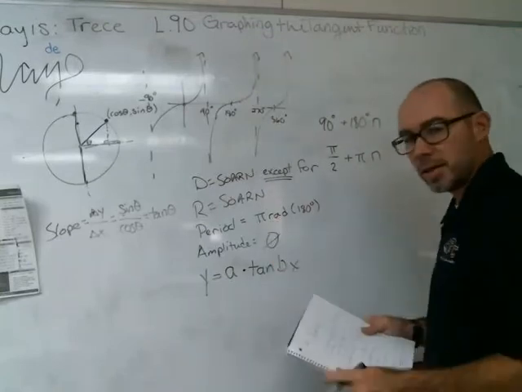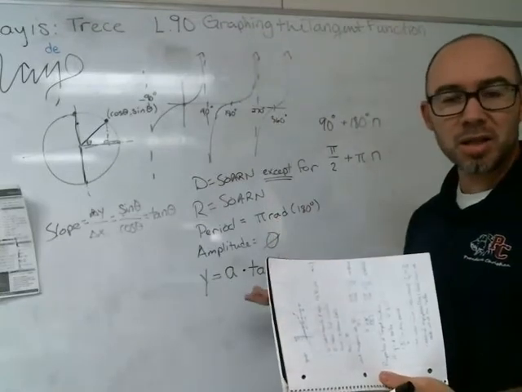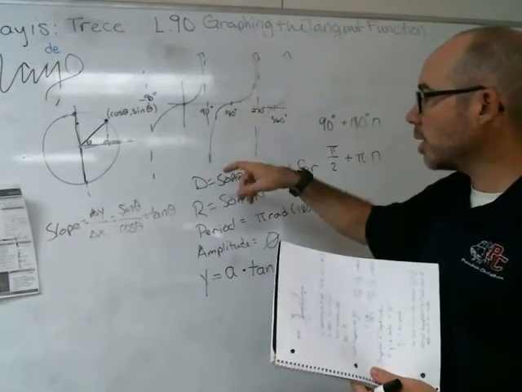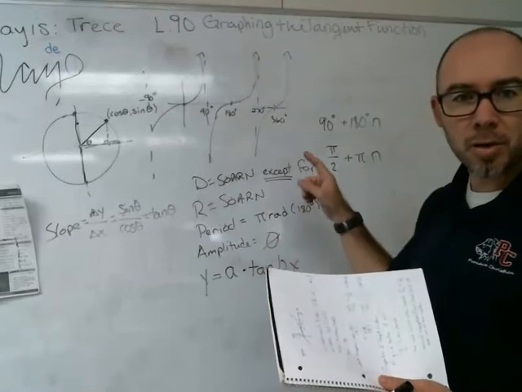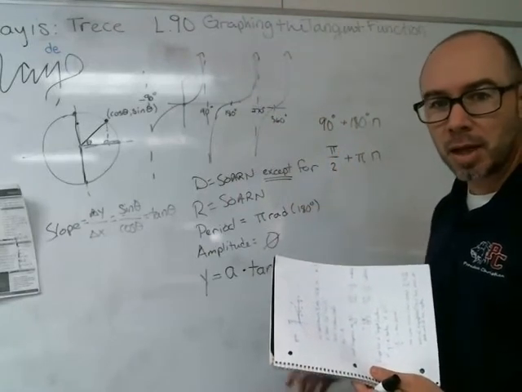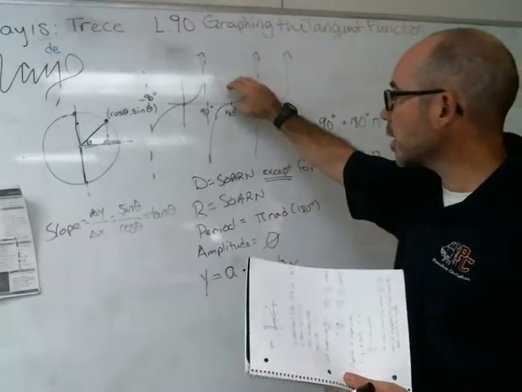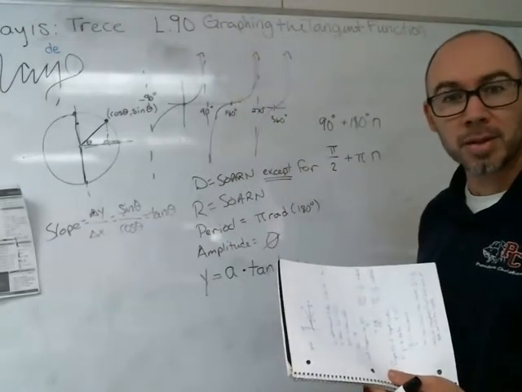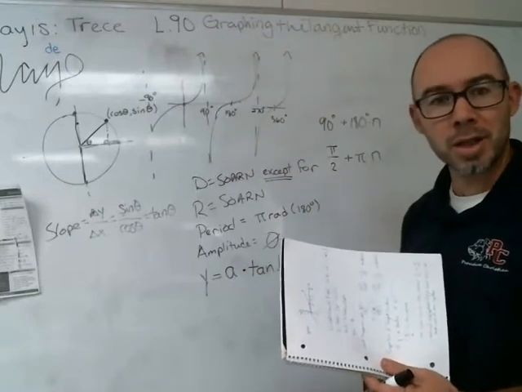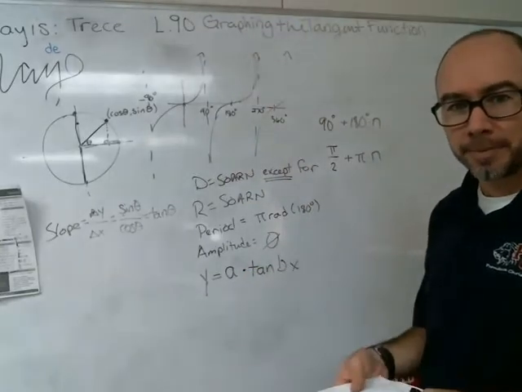Amplitude is not really terribly useful in these types of problems. We don't see how it does it. If you manipulate your graph, if you put in like 3 tangent theta or 3 tangent x, it's just going to kind of stretch out the curve, but it's really not going to change the vertical part overall. It's just going to change the shape of the graph a little bit.